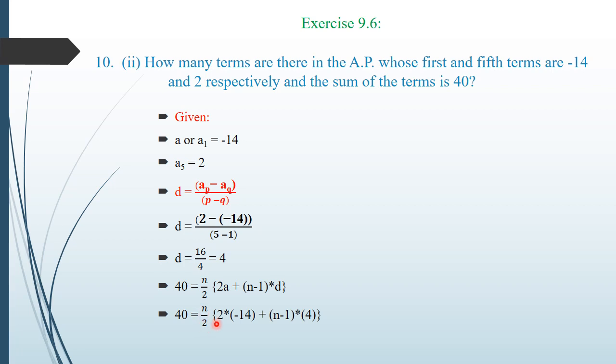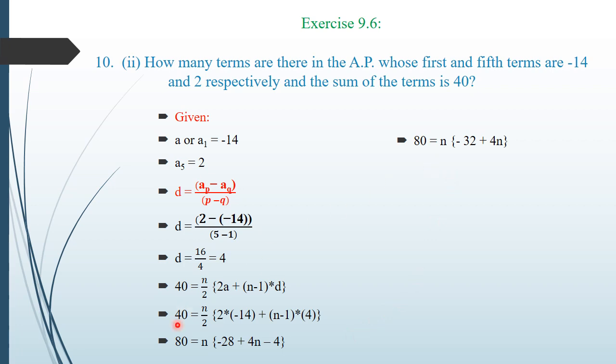40 is equal to n by 2, 2 into, in place of a I'll substitute minus 14, n minus 1 I'll keep as it is, and in place of d I'll substitute the common difference we just calculated, that is 4 here. Now simplifying this, 2 I'll take on the left side. 40 into 2 is going to be 80 here, n I'll keep as it is, minus 14 into 2 is minus 28. When I multiply this 4 to this bracket here, I'll get 4 into n is 4n and 4 into minus 1 is minus 4 here.